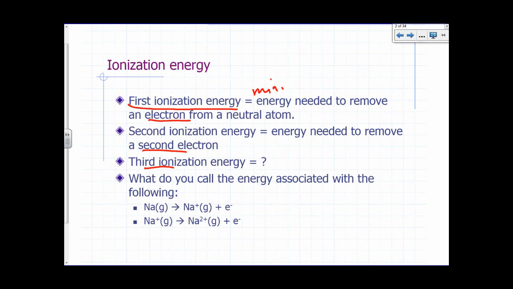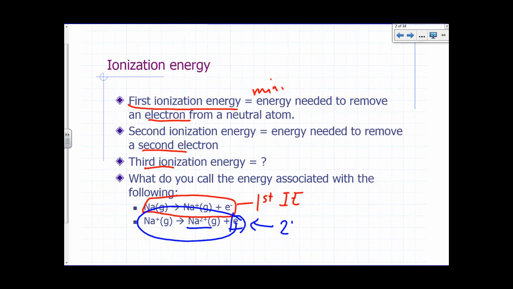Let's do a quick check of that concept. What would you call the energy needed for this process? You have a sodium atom in the gas phase, which gives you sodium ions and electrons. This is an atom losing an electron, so the energy needed for this is the first ionization energy. In the second one, you have sodium with a +1 charge losing an electron and giving you sodium with a +2 charge. The energy needed for this to happen is called the second ionization energy.